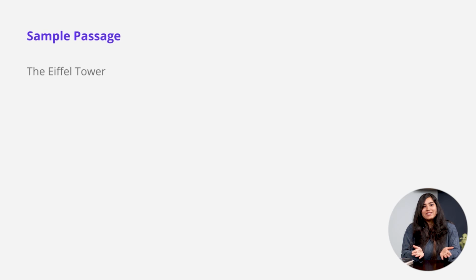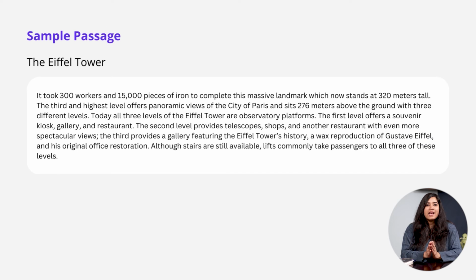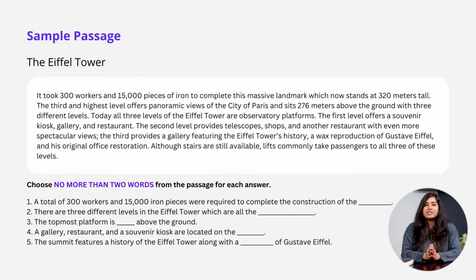Now, on to our exercise. Have a look at the sample passage titled The Eiffel Tower. I'll read out the instructions and the questions for you. Choose no more than 2 words from the passage for each answer. Number 1, a total of 300 workers and 15,000 iron pieces were required to complete the construction of the blank. Number 2, there are 3 different levels in the Eiffel Tower, which are all the blank.